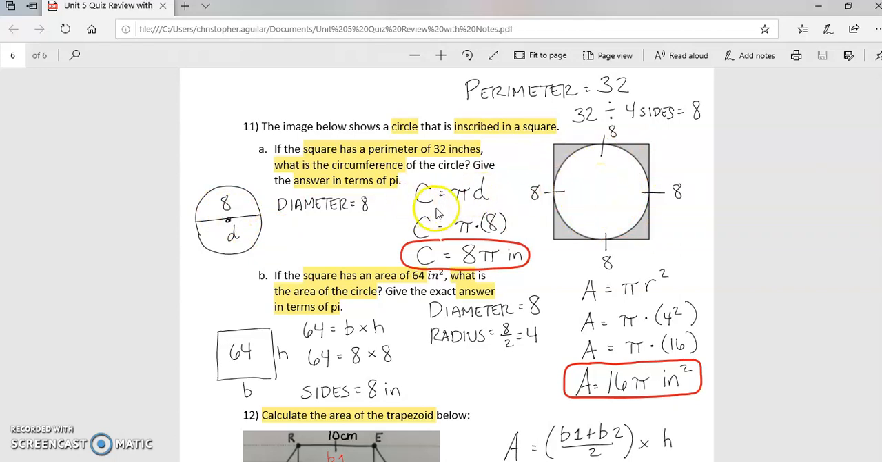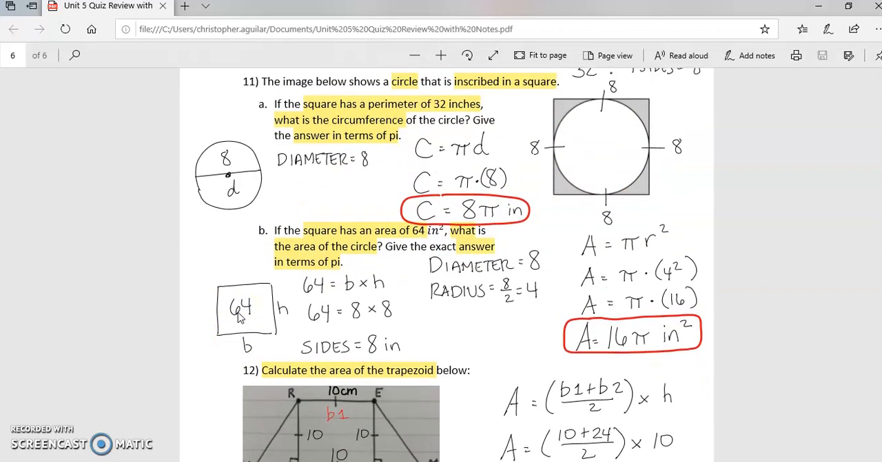So if I want to find the circumference, it's pi times diameter, but they're telling me to keep the answer in terms of pi. So that means I need the pi symbol to stay there. I don't want to use the 3.14 decimal. So 8 times pi is just 8 pi. And so that's my circumference, 8 pi for this circle.